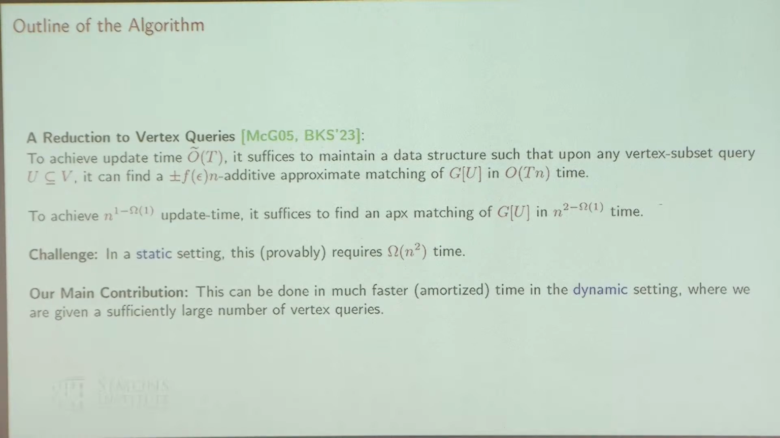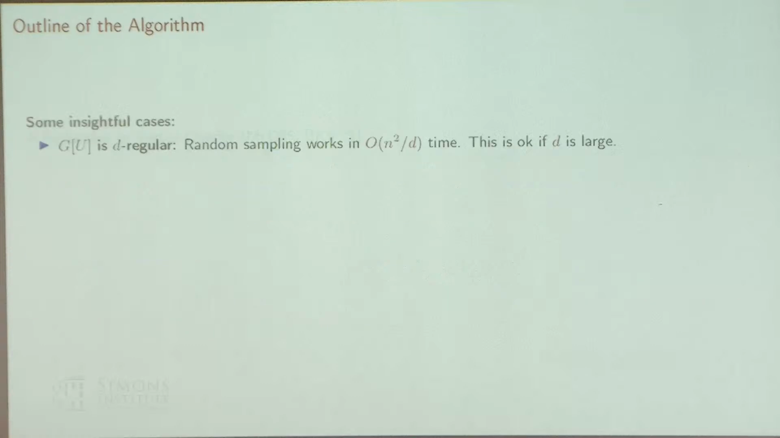It turns out that in a static setting, this problem is provably impossible. If you're given a graph and you have natural query access to this graph, you need to spend n squared time to find any constant approximate matching of it. But what we show is that this can actually be done much faster in a dynamic graph, where we are given multiple such U's, and we have to, on average, solve each one of them fast. Not for the worst case. For some of them, you're spending n squared time, but intuitively, we're going to learn something about the underlying graph and not spend that much time later on. This is how we get around this barrier.